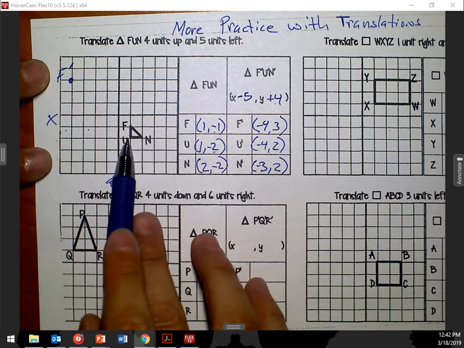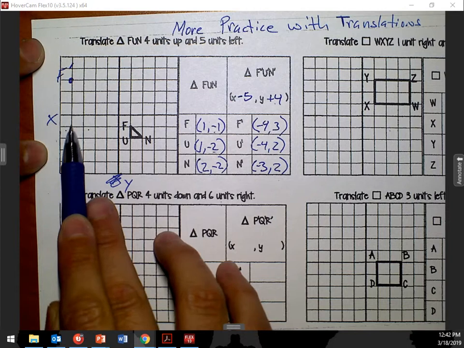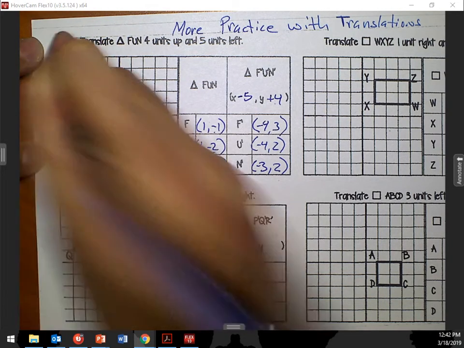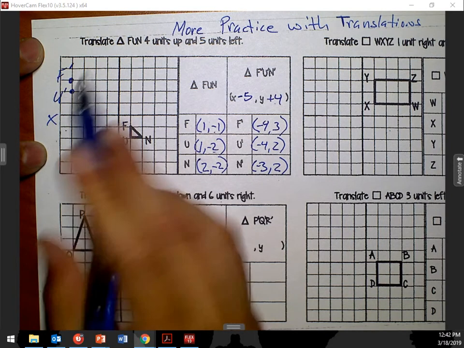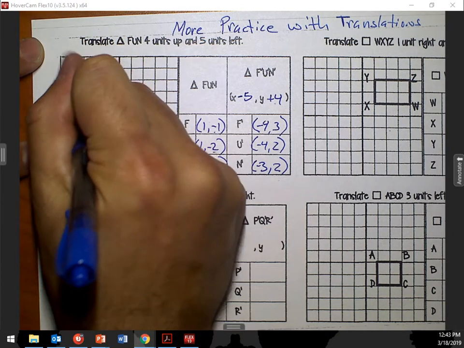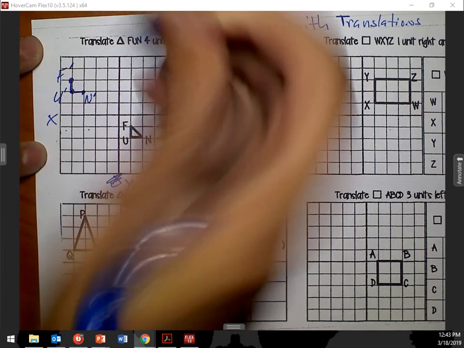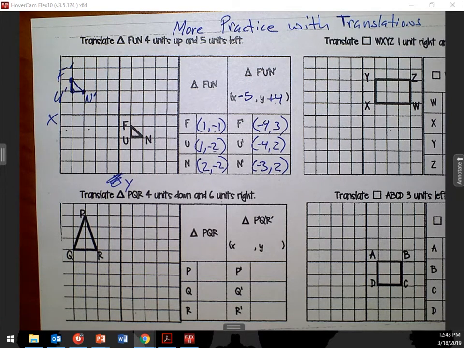Do the same thing for the U. 1, 2, 3, 4, 5. 1, 2, 3, 4. There's U prime. Same thing goes for N, and this is going to be my N prime. Pretty easy, right? So, anyone have questions over that? No? Okay, let's keep going then.